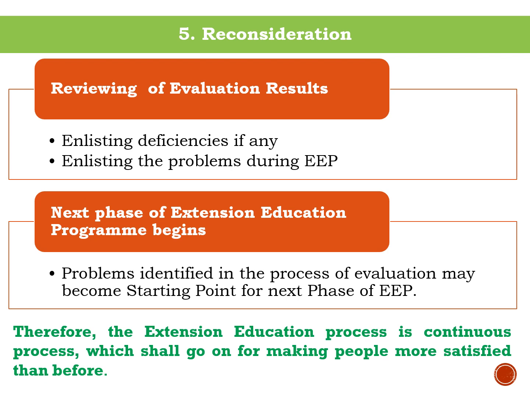Now we will see the fifth step, that is reconsideration. At this stage, the evaluation reports made by the extension agent in presence of villagers are reviewed, and from those reports the deficiencies or problems enlisted are studied, and out of those problems the major problem is identified. That particular identified problem becomes the starting point for the next phase of the extension education program, and that is how the next phase begins once again. So this process keeps on continuing till the objectives of our extension programs are completely attained, or we can say until the satisfaction of the farmers is achieved.